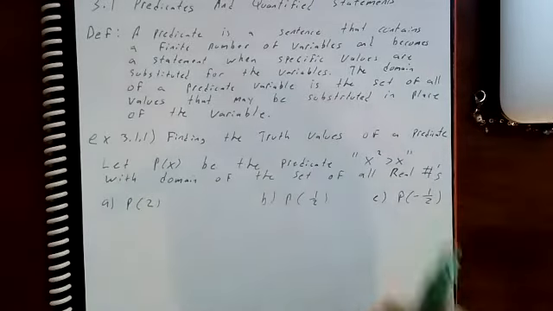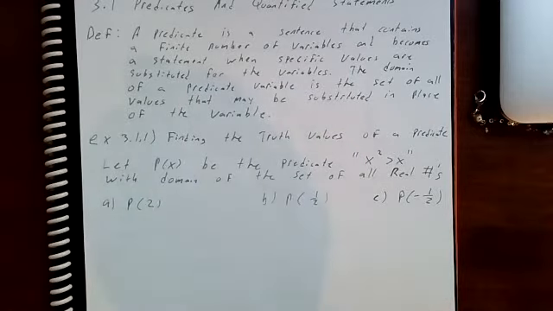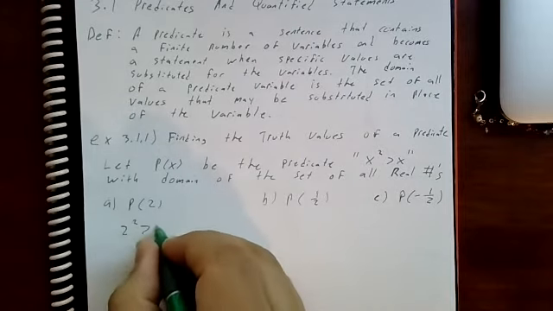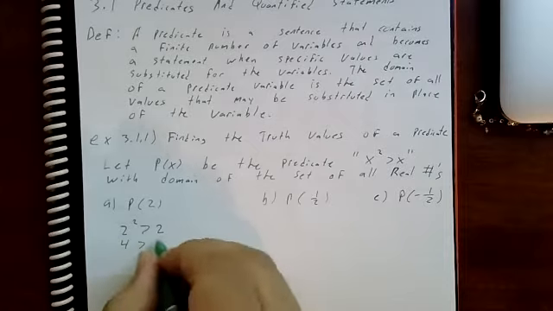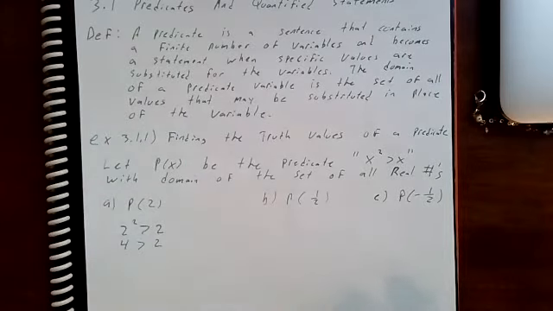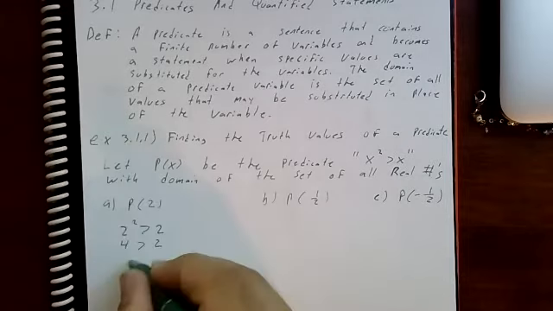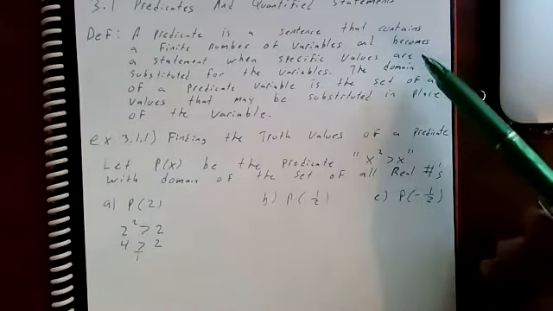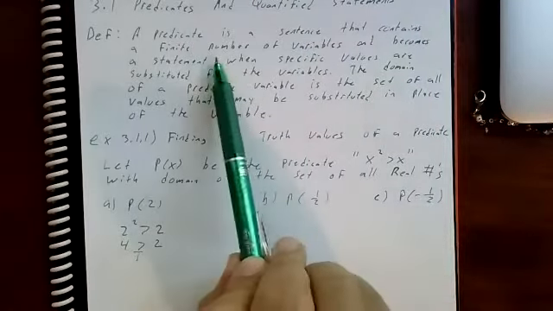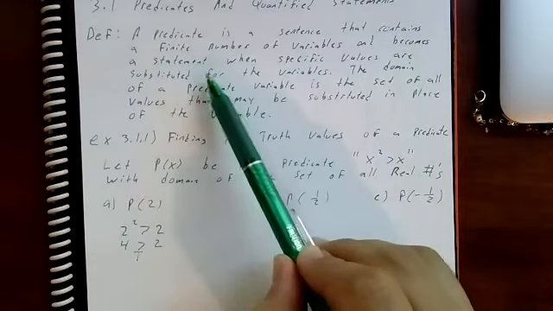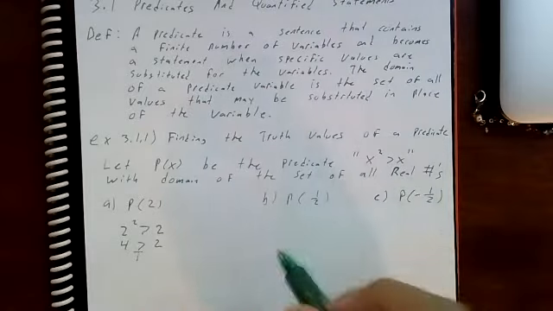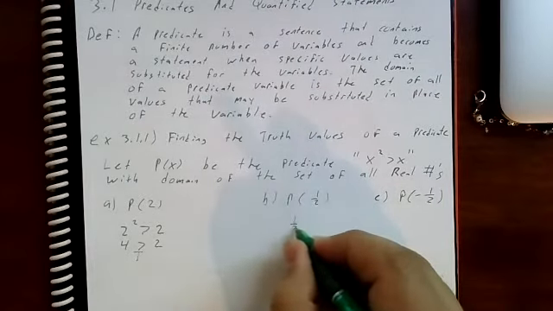So if we plug this in, let's see if this is true. All they want us to do is plug it in, really. Is 2 squared indeed greater than 2? Is 4 greater than 2? And then, of course, the answer is true, right? So this is the actual statement, which then has a true or false. Before you input values, it's just a predicate. That's what the definition is saying. It's a sentence that contains a finite number of variables and becomes a statement when you substitute specific values.